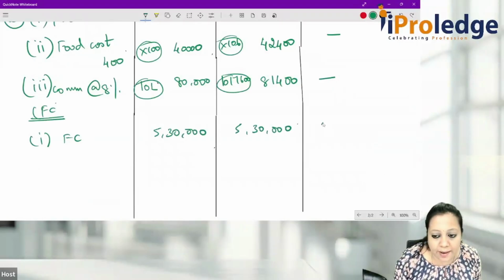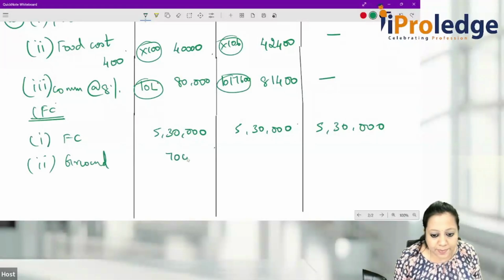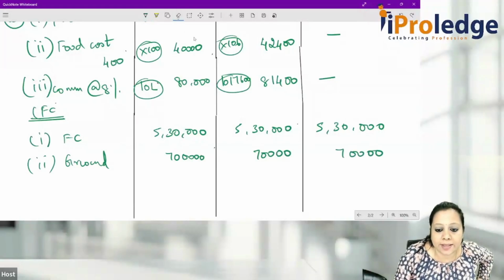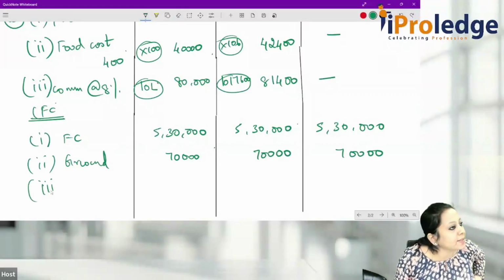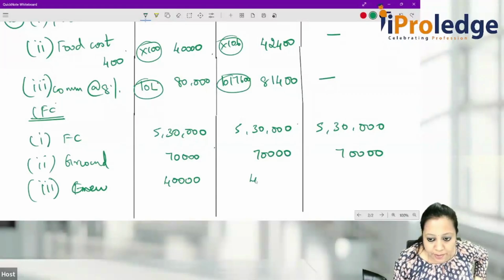5,30,000 and 5,30,000. The second one is going to be ground services, that is 70, 70, and 70. See, even if it is a charter, all these fixed expenses will continue to be incurred, isn't it, students? So next is the flight crew. Just write crew. Then we have 40,000, 40,000, and 40,000.